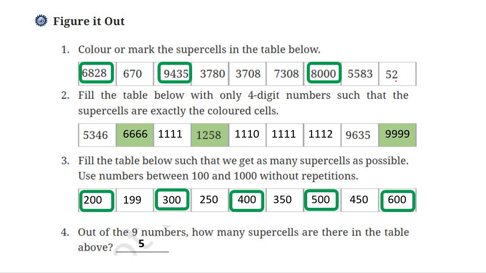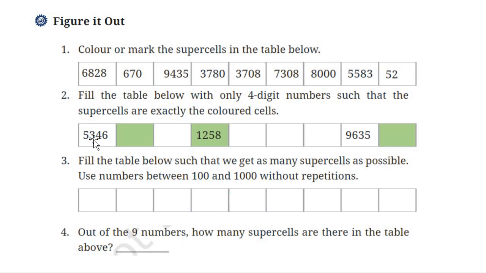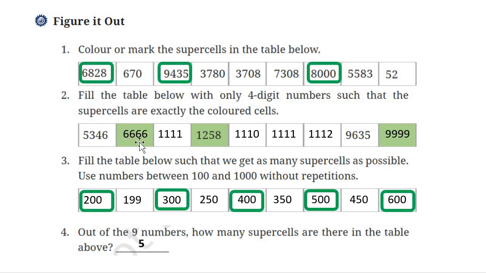Fine. Next question, fill the table below with only 4-digit numbers such that the supercells are exactly the colored cells. Now here I have already done this. I have chosen very basic numbers.